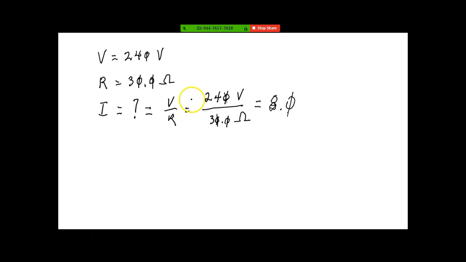Okay. And the unit for current is what? Anybody remember? Amps. Capital A, amps. Named after Louis Ampere. Okay. So that's what they got in the book. Good for them. 8.0 amps. All right. Any questions on that?